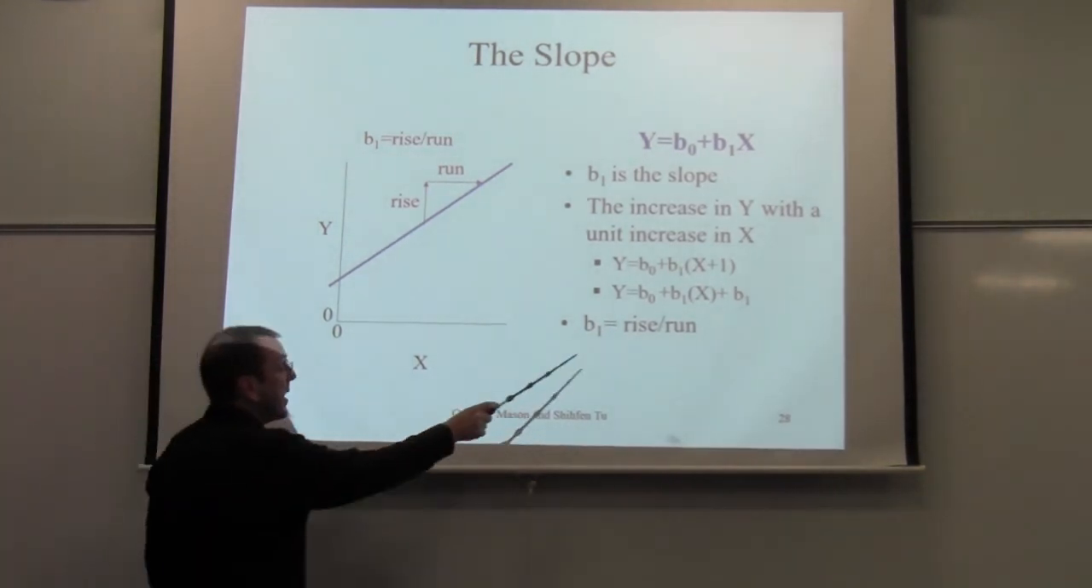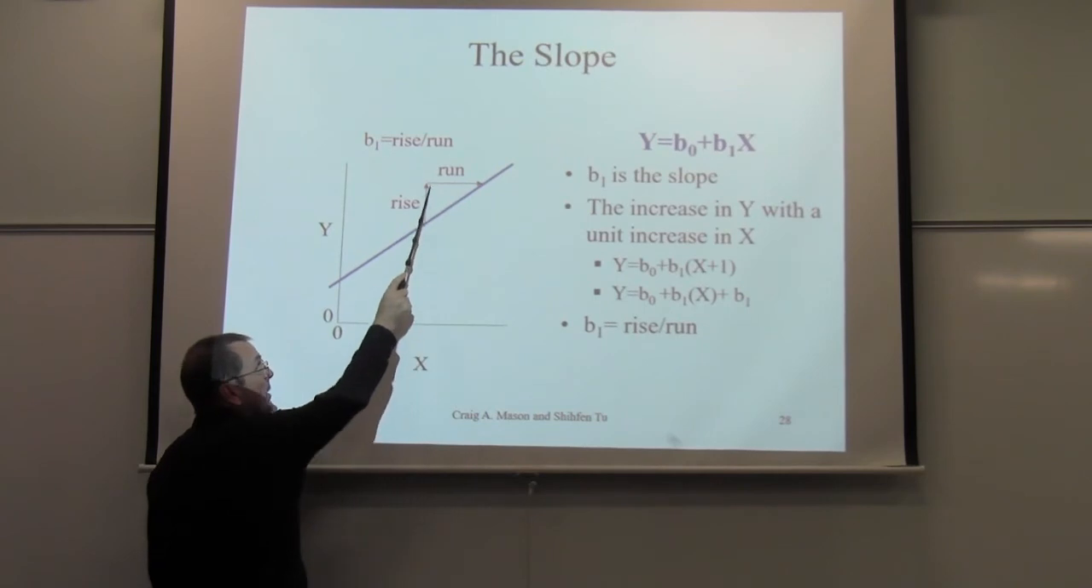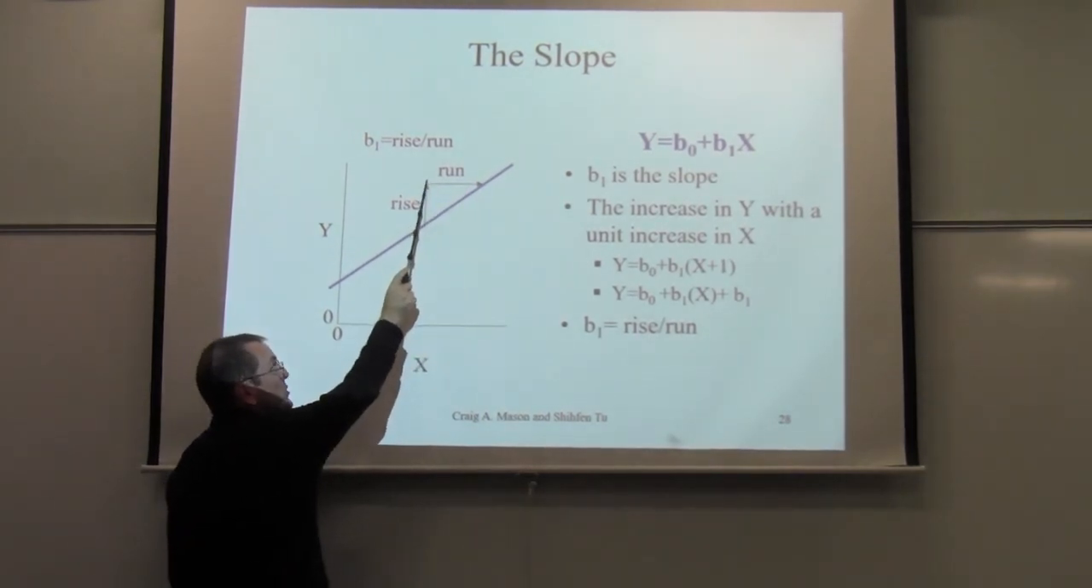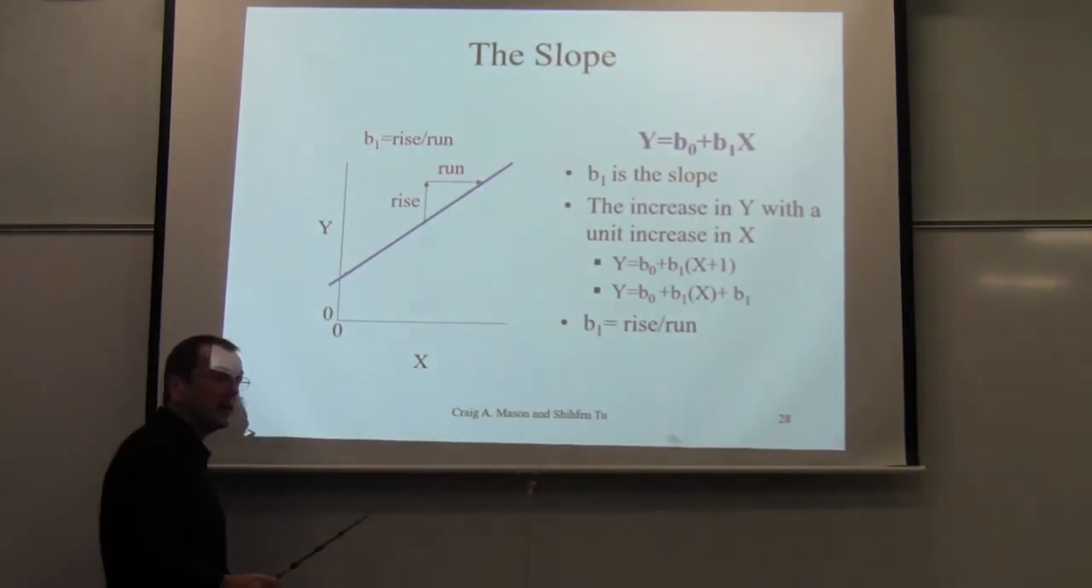Another way people talk about it is rise over run. You go up and over. So I'm going up 0.2 for every 1 hour of studying.